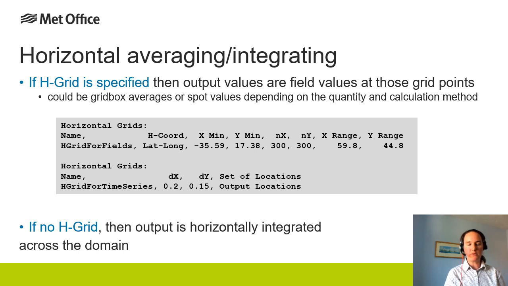The other typical horizontal grid that we might want to output is that we might have some observation stations that we wish to output data at. And we can see an example of this in the second line here. In this case, we've called it hgrid for time series, and we've only specified a longitudinal and latitudinal extent of our grid box. And then we've asked NAME to output at what we've called a set of locations. And here this is output locations.